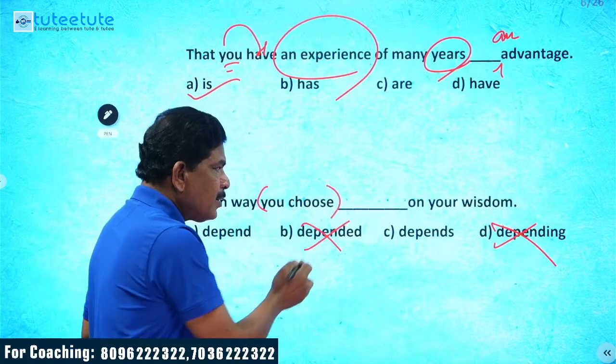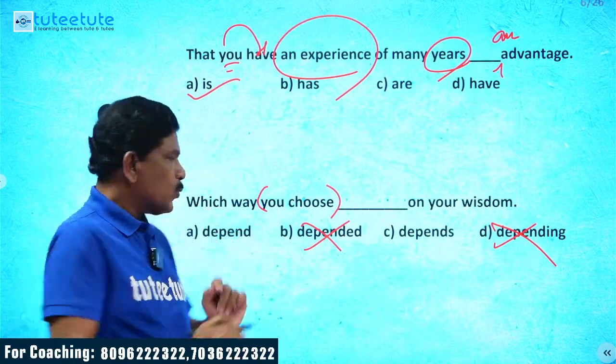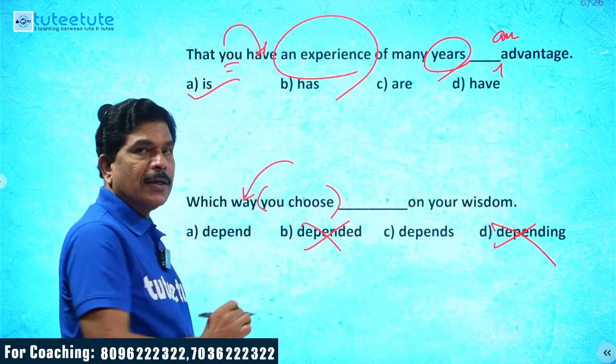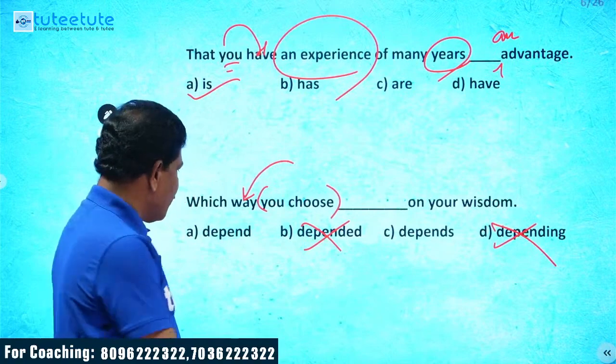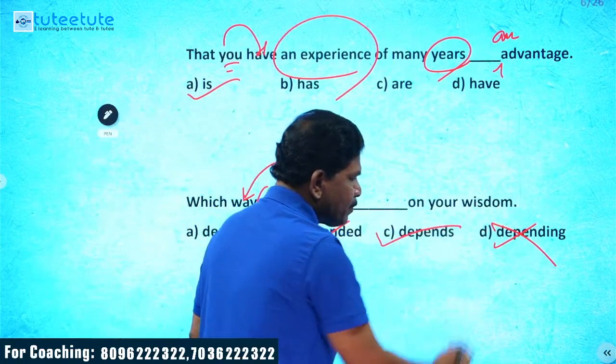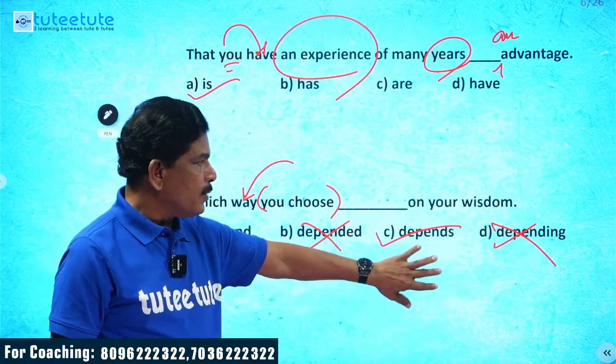You choose itself is a sentence. But which way you choose? So here the actual focus is way. Which way you choose is singular. Therefore, the answer is depends. Which way you choose depends on your wisdom.